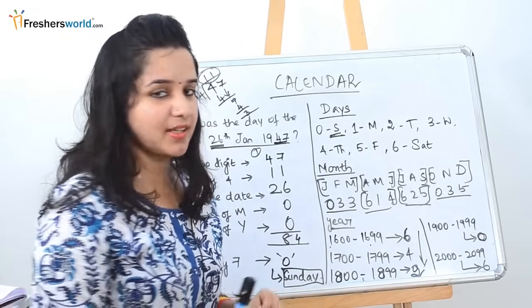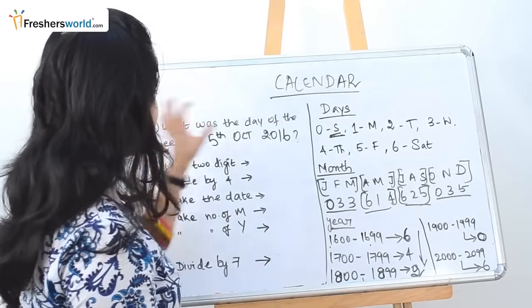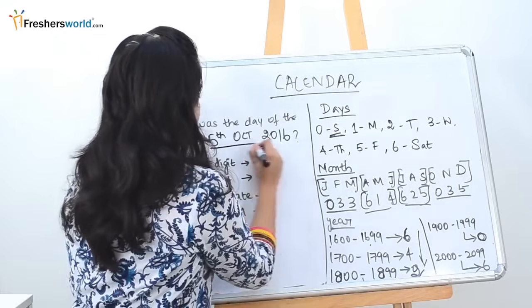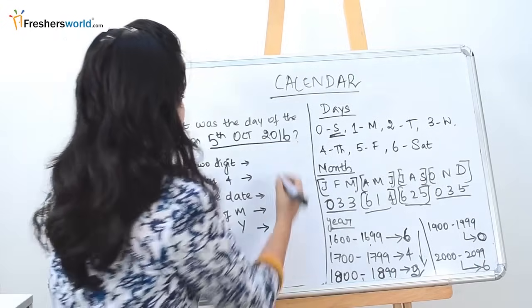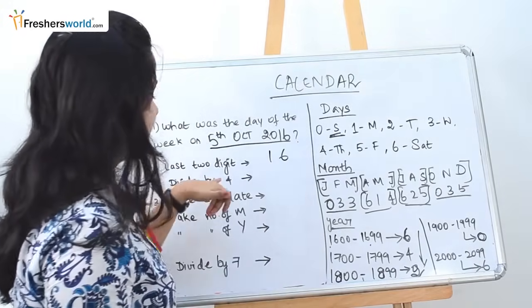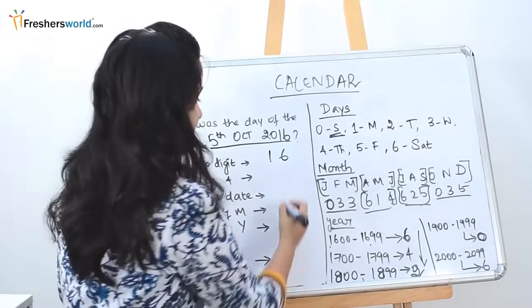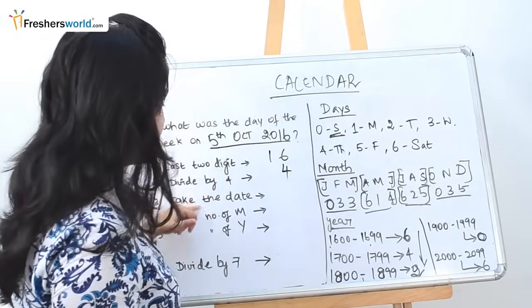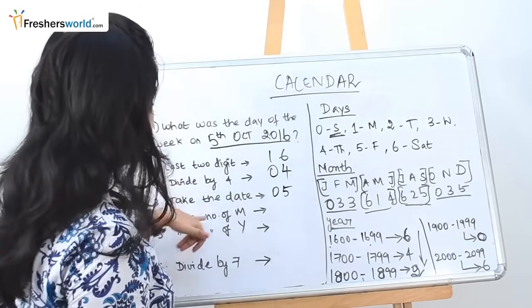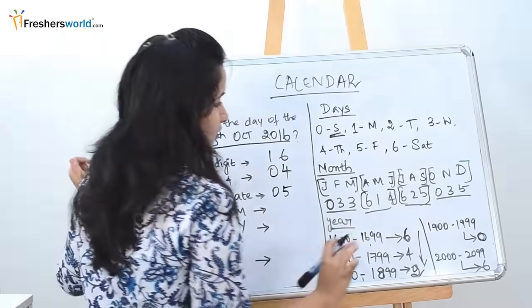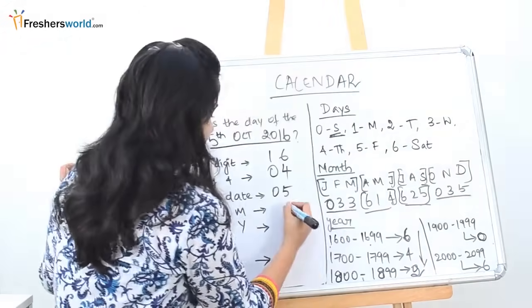Let's solve another example. The next question is, what was the day of the week for 5th October 2016? So what is the first thing you have to do? Take the last digit, which is nothing but 16. You divide it by 4, and the quotient will be 4. Next, take the date, which is 5th. Next, take the number of the month. October. So what is October? October is again 0 here.